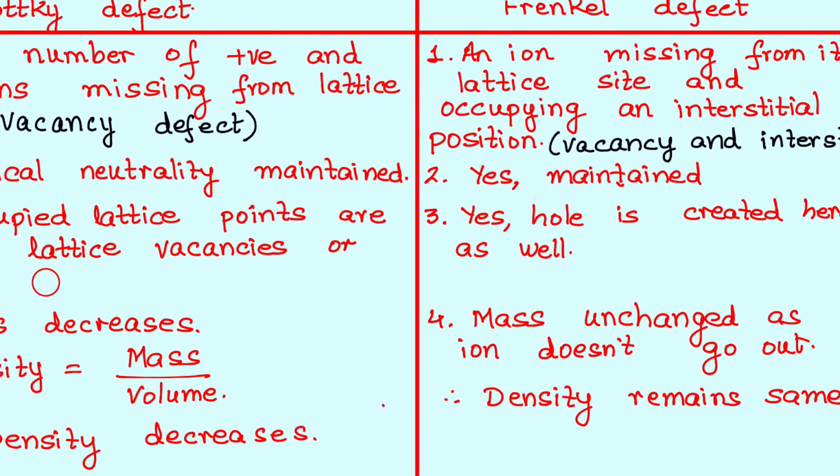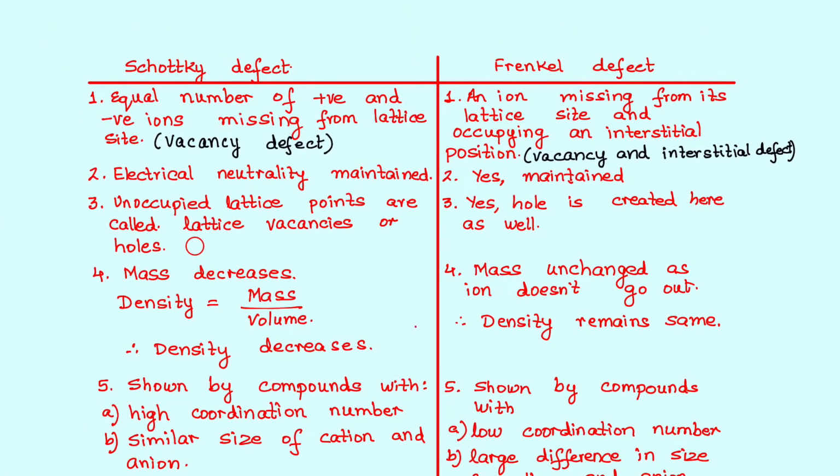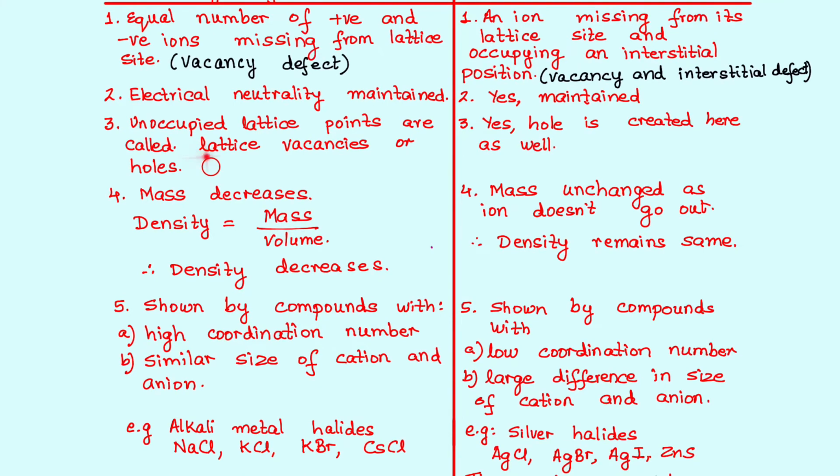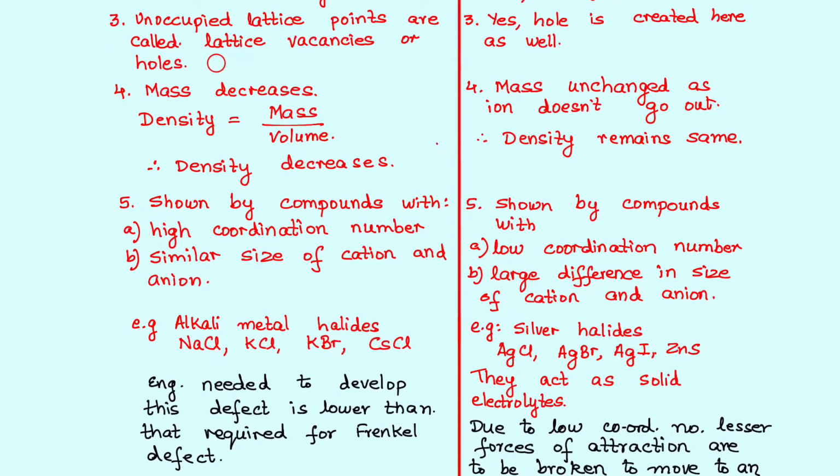Electrical neutrality is very much maintained, like the Schottky defect. We will have holes here as well; a hole is created here. That's what Frenkel says. Mass does not change, so here we have a difference: in the Schottky defect the density decreases, while density remains the same in the case of Frenkel defect.